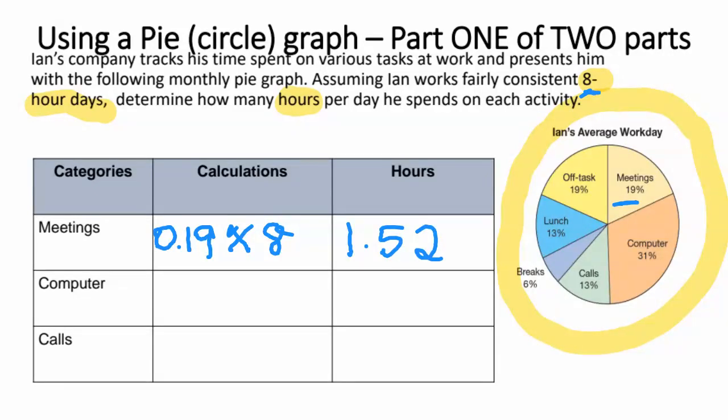Now, computers. Okay, well, let's look at computers. Computers are here. 31% becomes 0.31 times 8. When I take my calculator and put 0.31 times 8, I am going to get 2.48.